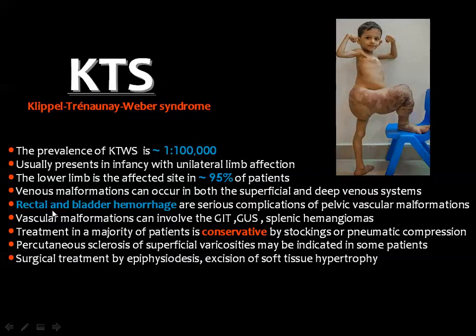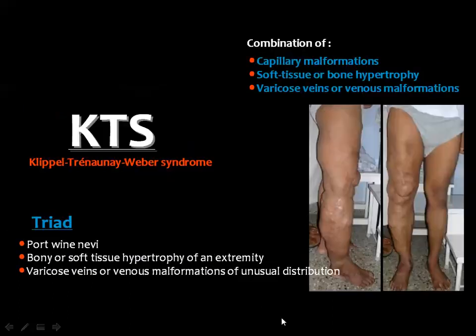Then one of the complications, which is very serious, is the rectal or bladder hemorrhage, which is secondary to the presence of vascular malformations in the pelvis. These vascular malformations, of course, are present in the limb and can be seen in the GI and genitourinary system as well. The treatment is usually conservative by stockings and pneumatic compression. Sometimes you may perform sclerosis of the superficial varicosities, and you may resort finally to surgical treatment.